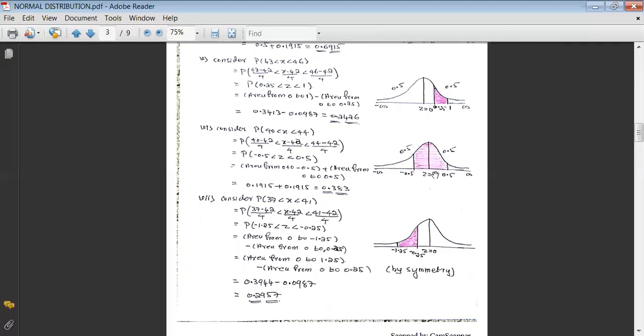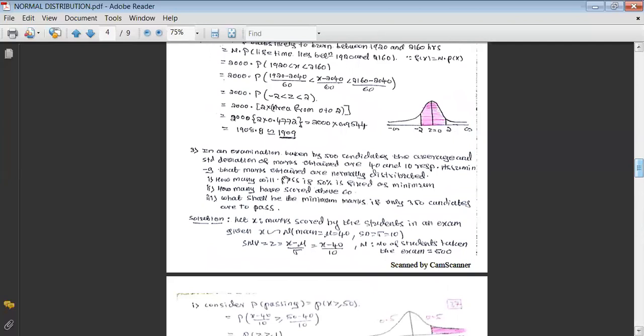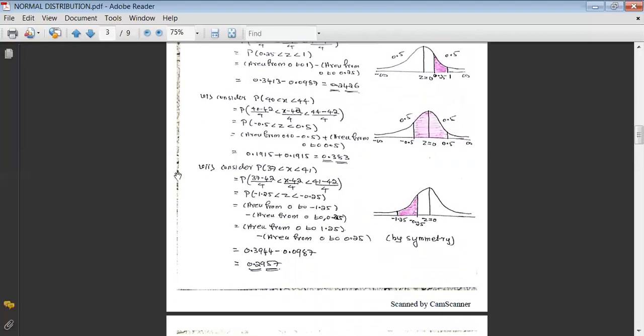And we know that both the parts are the same. If this area is equal to this, that's why I can write area from 0 to 0.5. Its value is 0.1915. Let us see for 0.5, its value is 0.1915. That is why we have taken its value as 0.1915, and because of the symmetry for this one also I can take the same thing as 0.1915. That gives you 0.383.